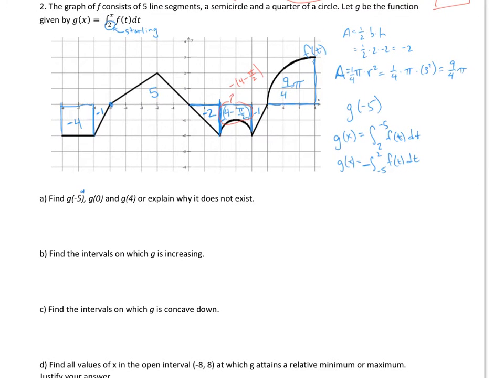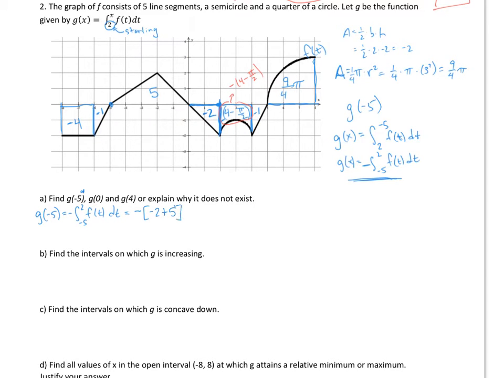So for the first one, we said that we need to find g of negative 5, so we changed this to be the integral. So g of negative 5 ends up being negative, the integral from negative 5 to 2 of f of t dt, which ends up being negative. Now, I need the area from here, let me use the laser, from here to there. So I need both of those areas. So this is going to be the negative 2 plus the 5.